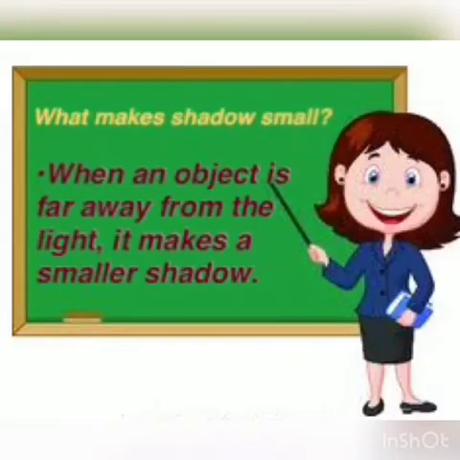Now, what makes a shadow small? When an object is far away from the light, it makes a smaller shadow. That means that when you put an object far away from the light, it will make the shadow smaller. And if you stand in front of the light very far away from the light, it will also make your shadow smaller. Look at this picture. The man is standing far away from the light. That is why his shadow is smaller.